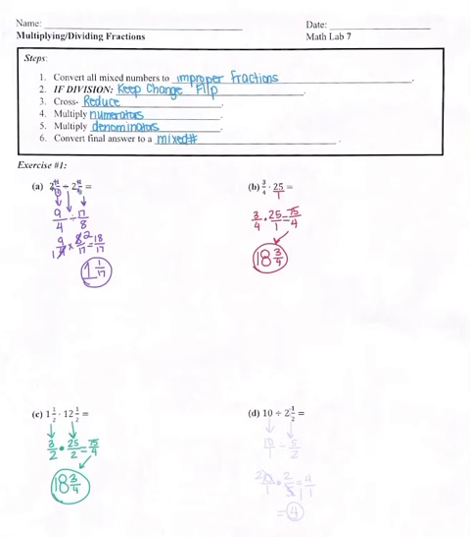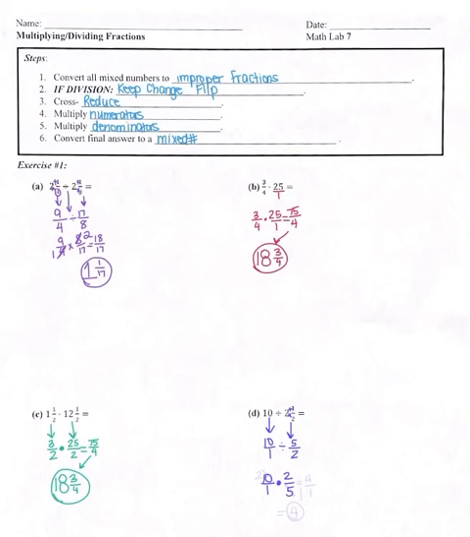Last but not least, we have 10 divided by 2.5. The first thing we want to do is make both of those improper. So 10 turns to 10 over 1. 2.5 turns to 5 over 2 because 2 times 2 is 4 plus 1 is 5. Keep that denominator. Then we keep, change, flip.